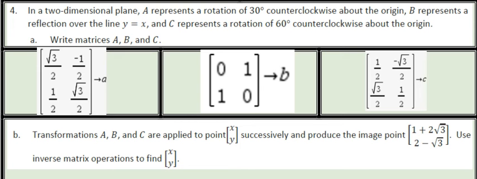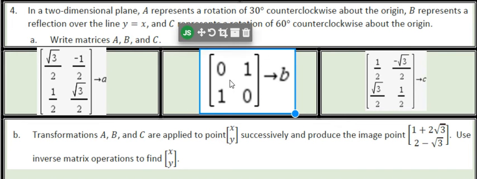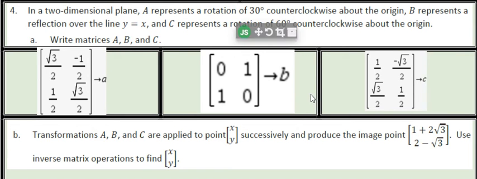Okay, for question number 4, two-dimensional plane, A represents a rotation of 30 degrees counterclockwise. Here's our matrix for A. B represents a reflection over the line y equals x, so x and y trade places. This is B. And finally, C is a rotation of 60 degrees counterclockwise, and we have matrix C. So we have these 3 matrices.